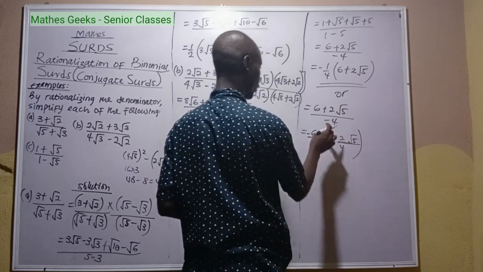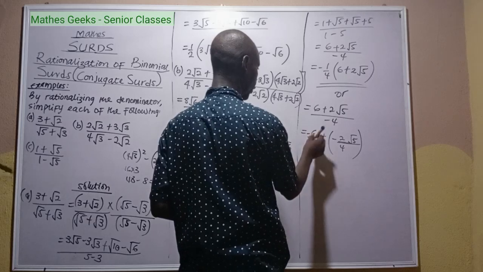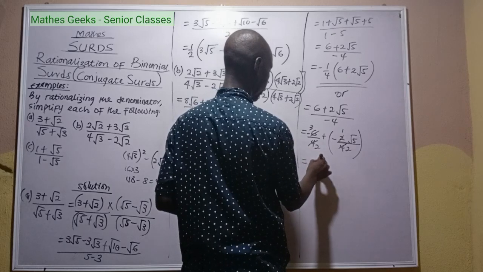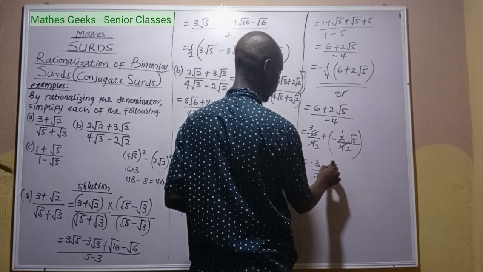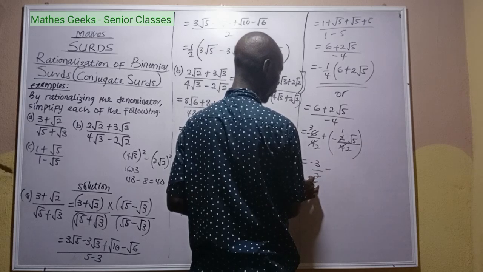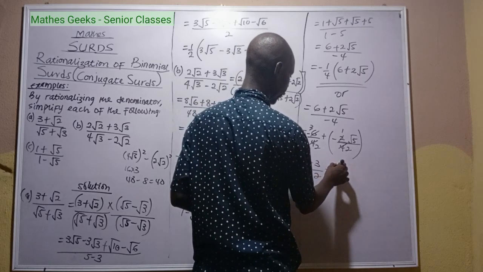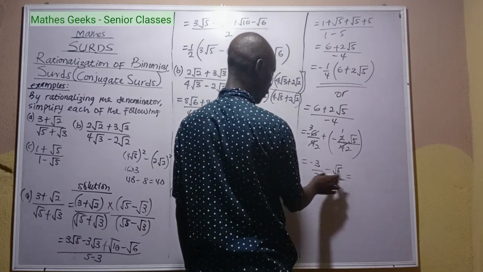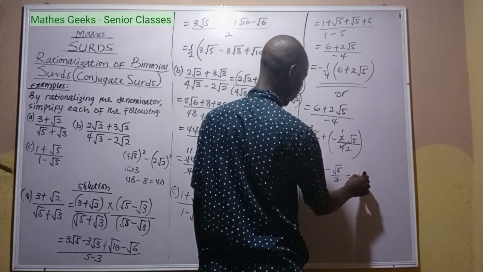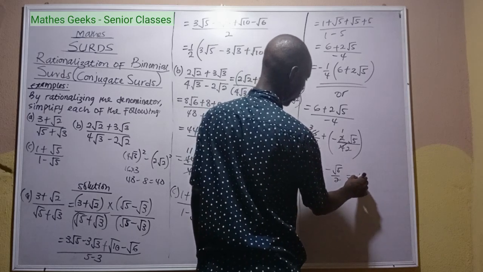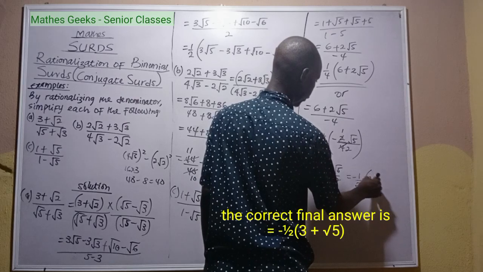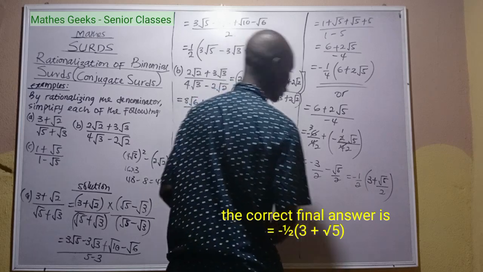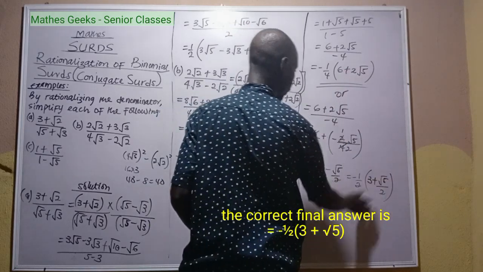Okay, you know that plus times minus will give you minus, definitely. So 2 here 2, 2 here 2, 2 here 1, 2 here 2. So this is equal to minus 3 over 2 minus root 5 over 2, which can also be, since they are the same LCM, minus 1 over 2 bracket 3 plus root 5 over 2. You can use either this or this, simplified.